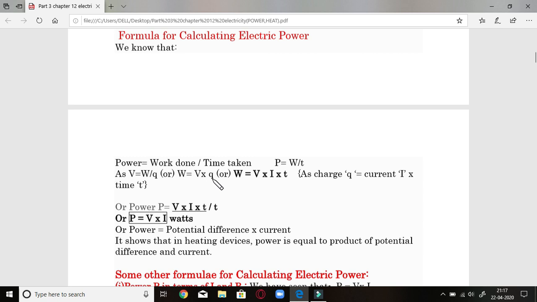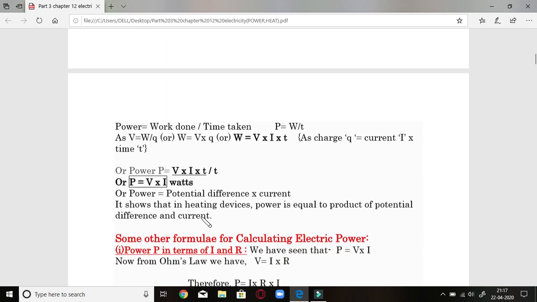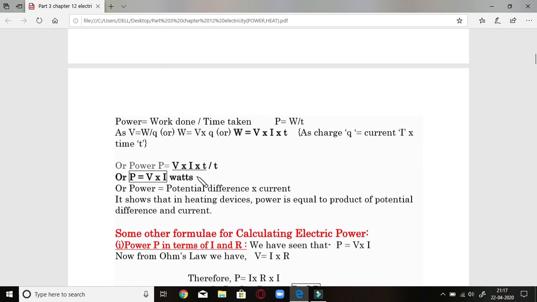So when we put the value of W in the equation above, this will change into W is equal to VIT. And for power, since it is work done divided by time, it will be converted to VIT upon T. So by cancelling, what we get is P is equal to V into I watts. So that's how it is derived. The first formula is derived: power is equal to potential difference multiplied by the current.